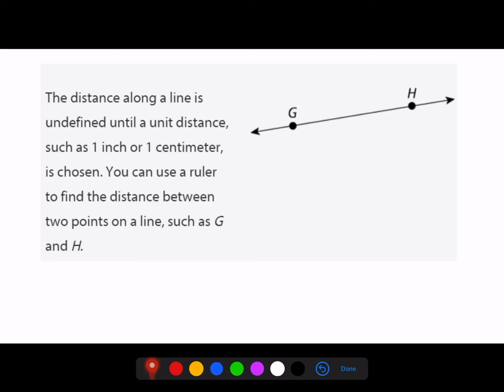Now, if they don't give us units, I can always just write out units for an answer at the end. That's completely fine. But more often than not, you'll be dealing with inches and centimeters, especially if you are actually going into a career with this type of thing. In architecture or anything like that, you always want to have your units set up, and that way it's an accurate representation. Now, we can use rulers to find the distance between 2 points on a line.